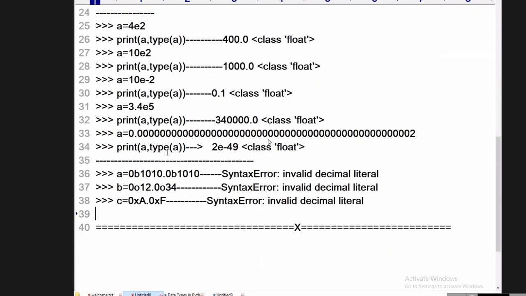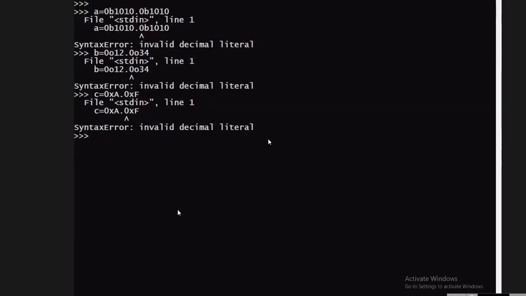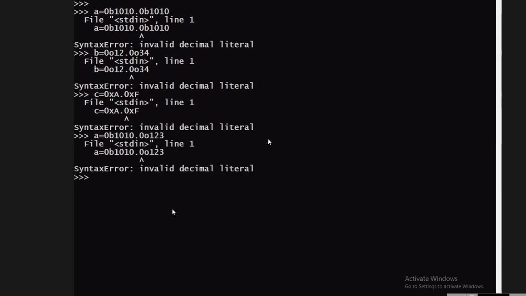I said already, int data type supports all types of number systems. Float data type never supports any such type of number system. See, dot: left side binary, right side binary, left side octal, right side octal. Even a combination is not possible. You see, here I'm writing 0O123. It is invalid. It is not possible.